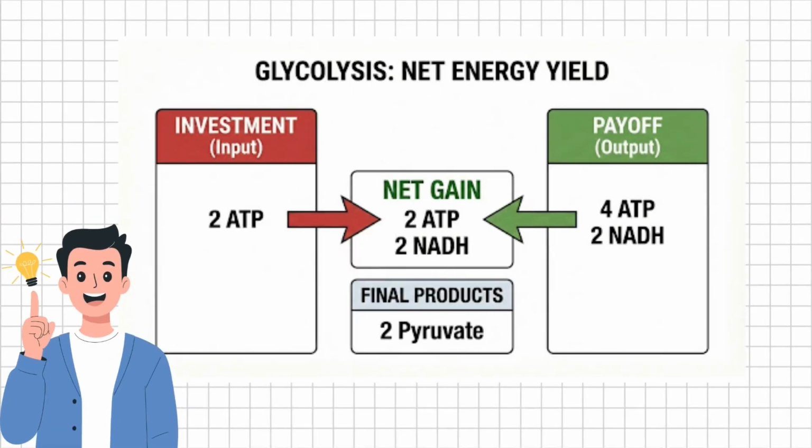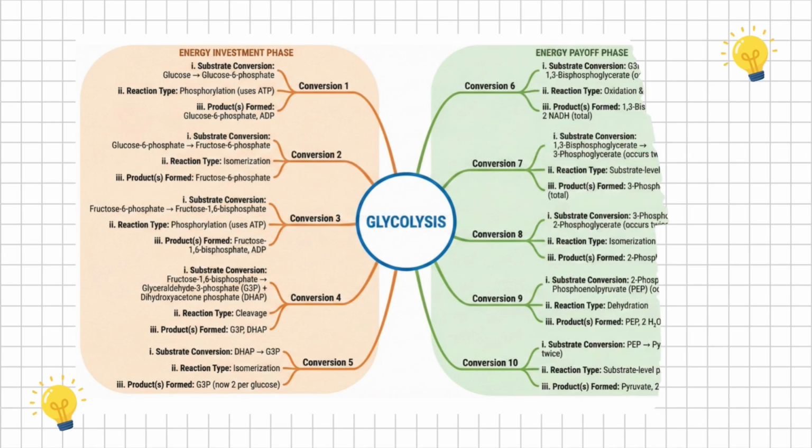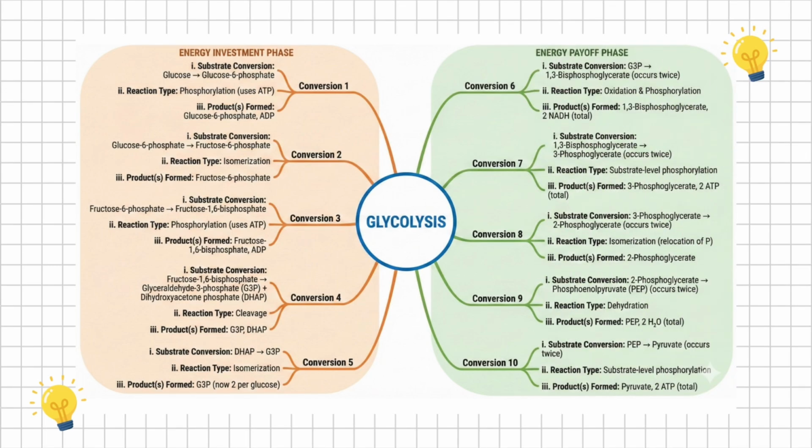To summarize the net energy yield, the investment phase inputs 2 ATP, and the payoff phase outputs 4 ATP and 2 NADH. The final net gain is 2 ATP, 2 NADH, and our final products are 2 pyruvate molecules. Here is an overview of glycolysis in the form of a mind map to give a short, brief introduction to the topic.